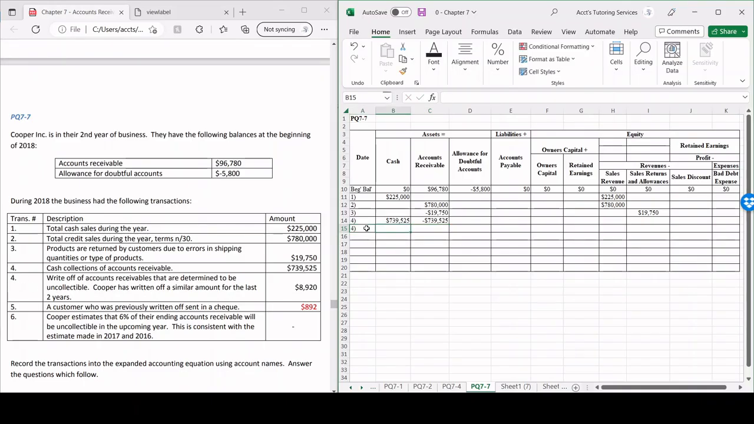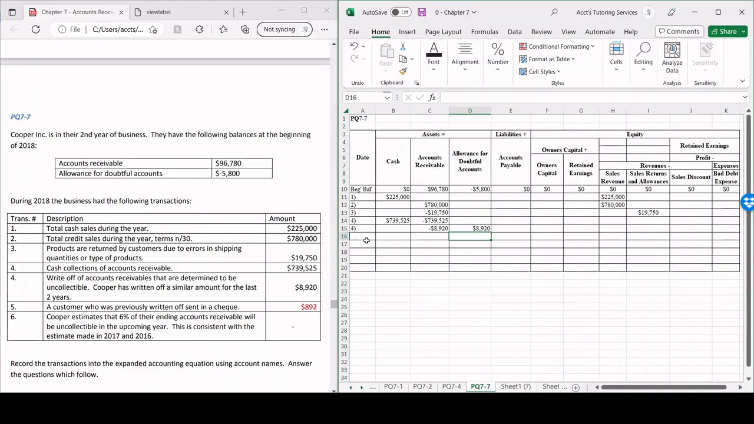So write-off of accounts receivable that are determined to be uncollectible. Cooper has written off a similar amount for the last 2 years. So they're writing off 8,920. So we got confirmation now that this is officially, we're not going to receive it because the company went bankrupt. So we're going to reduce that balance over here. And by the same token, we're going to reduce the balance in allowance for doubtful accounts. Since this is a contra account, a reduction in this account is going to be a positive 8,920.